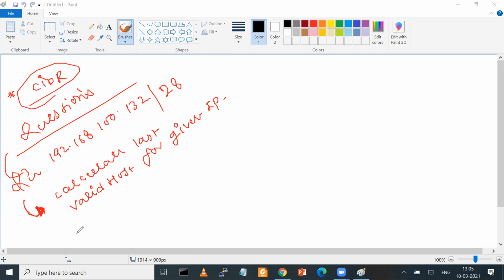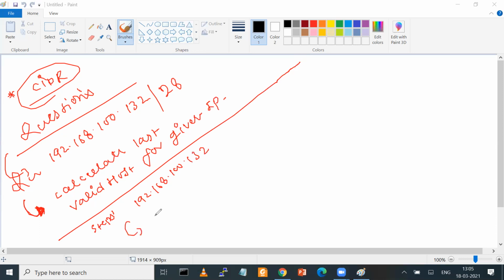So guys, again, you just have to follow steps. Step number one: first, you have to identify the IP address 192.168.100.132. It's class C. Now you just have to note down the subnet mask for the given question. So the subnet mask is /28. Now you have to convert it into normal form.